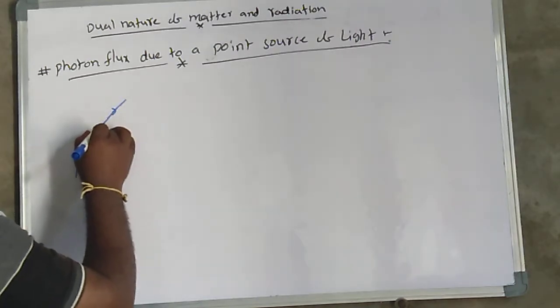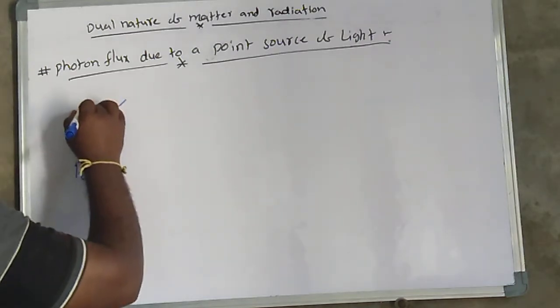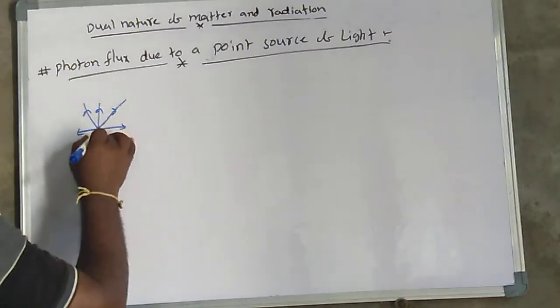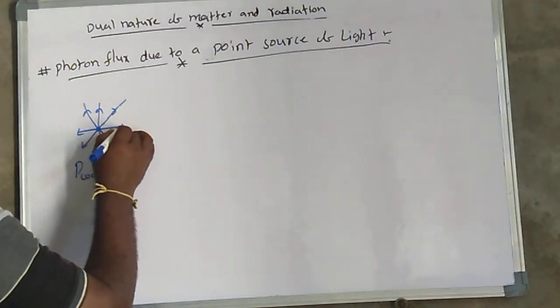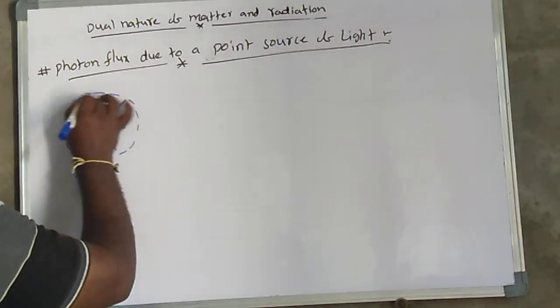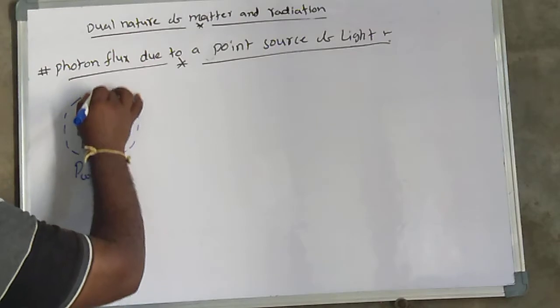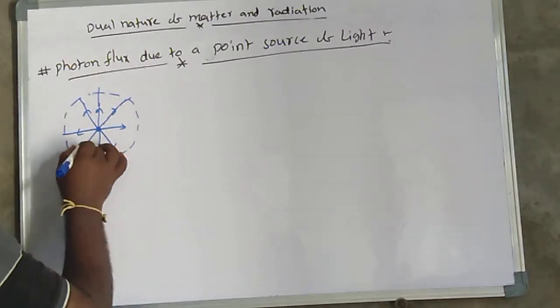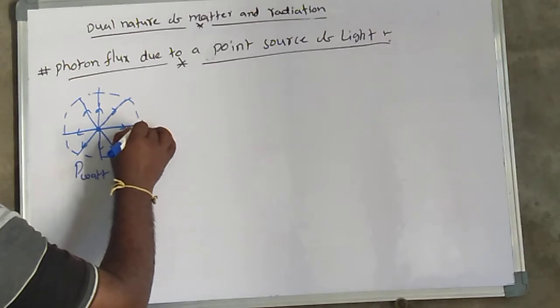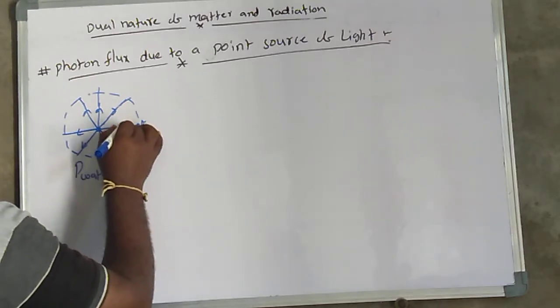All the light beams are moving away, like this, and these all are light beams. This looks like a sphere. You may draw one line, the boundary line. From here to here, this point is A.